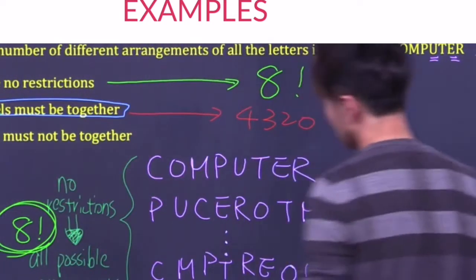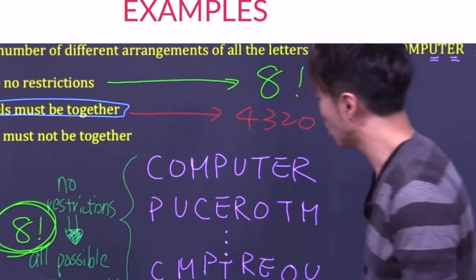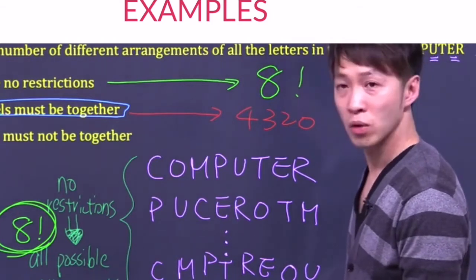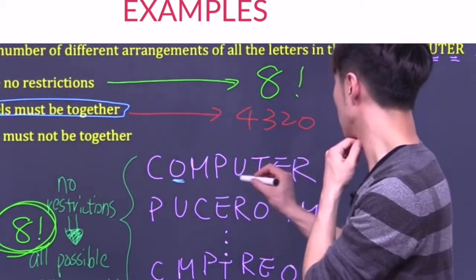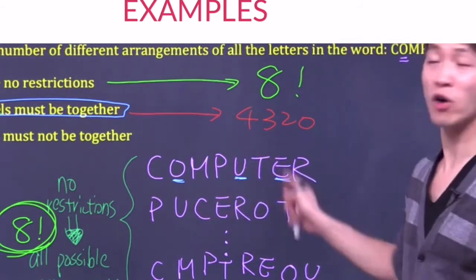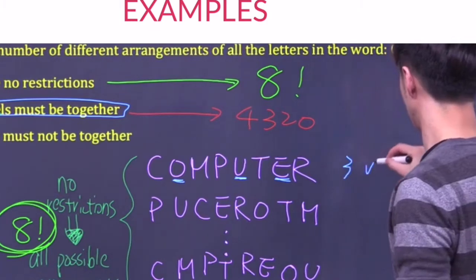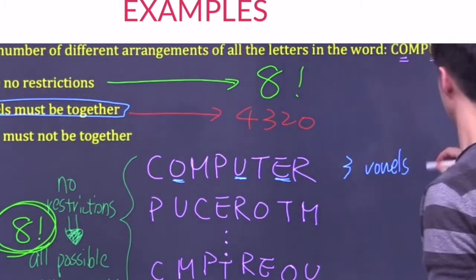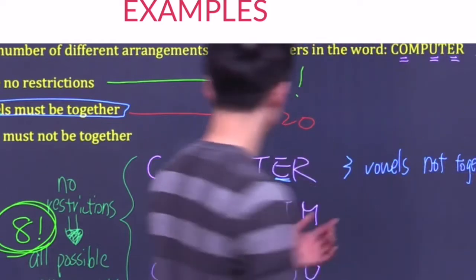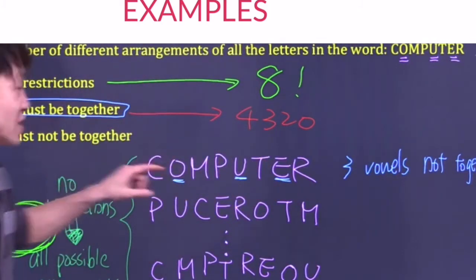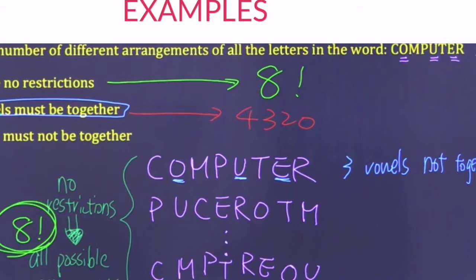For the first arrangement, what are the placements for those three vowels? O here, U here, E here. So the three vowels are not together. Not together. Okay? So guys, you know what? The first arrangement here actually satisfies question number 3, right? Vowels not together, right?